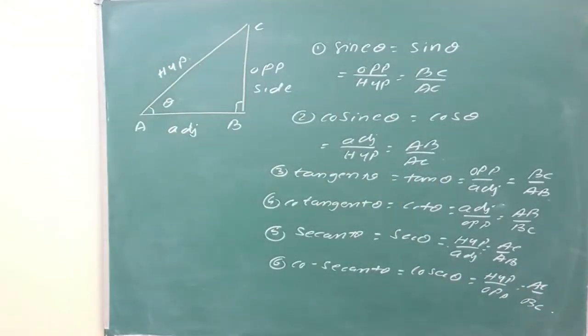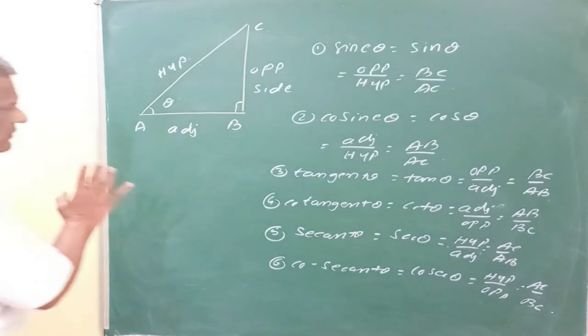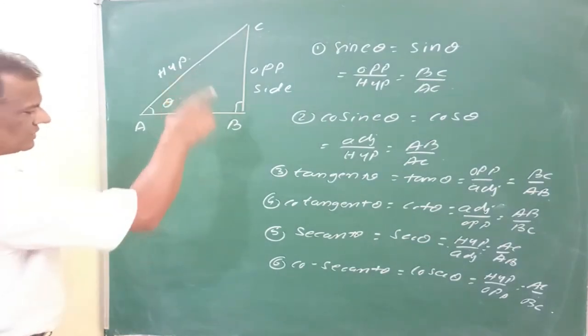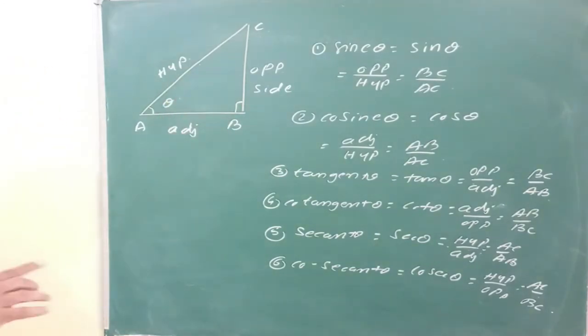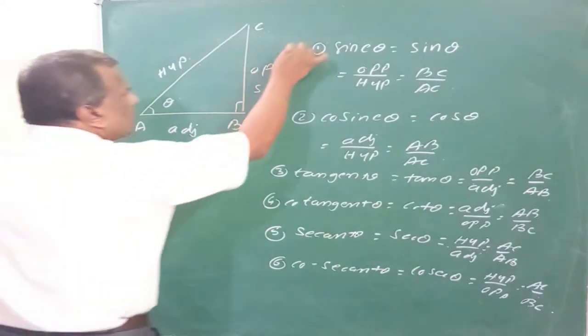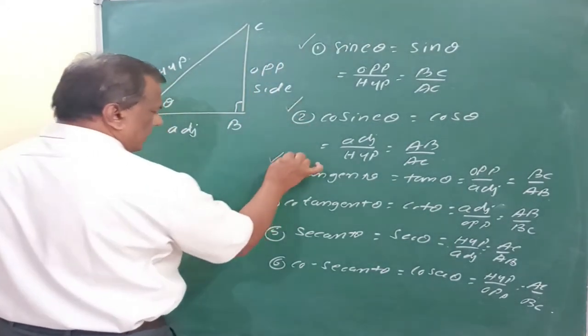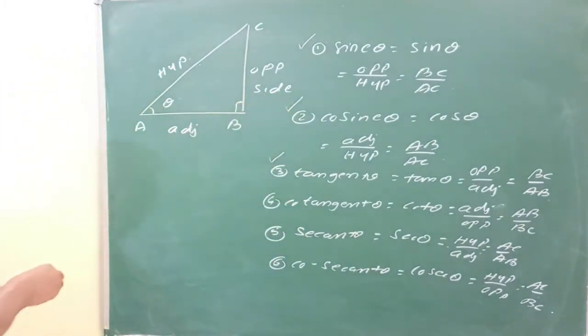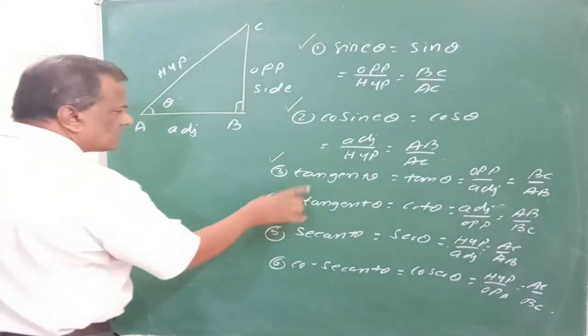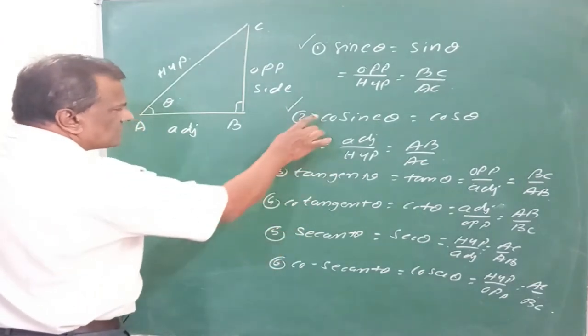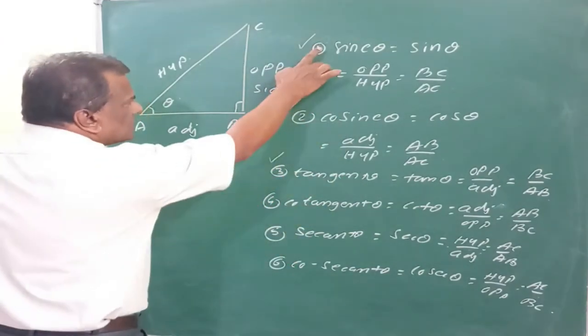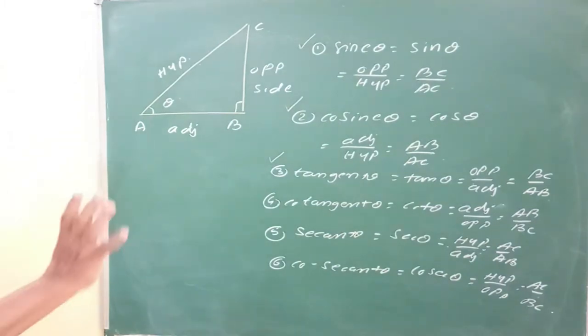The complete trigonometry depends on these six ratios. Without these six ratios, you can't solve any examples in trigonometry. Everything right from the first example to the last example depends on these six ratios. What you have to do is remember the three ratios, 1, 2, 3. The remaining three follow automatically. You remember cot as the reciprocal of tan, sec as the reciprocal of cos, cosec as the reciprocal of sine.